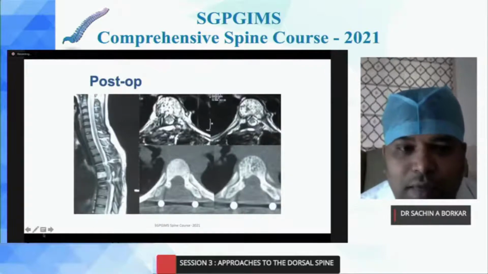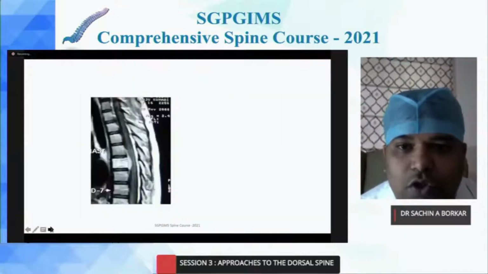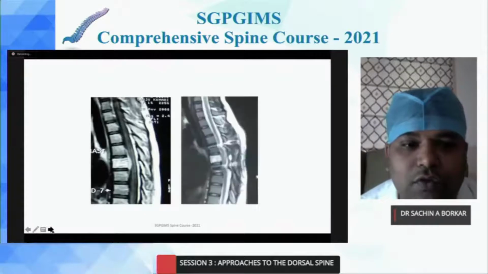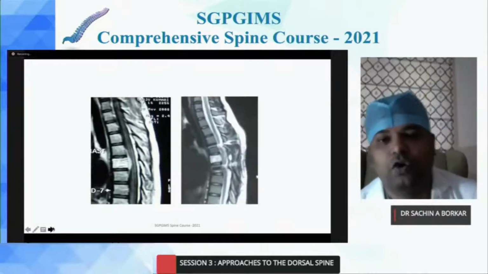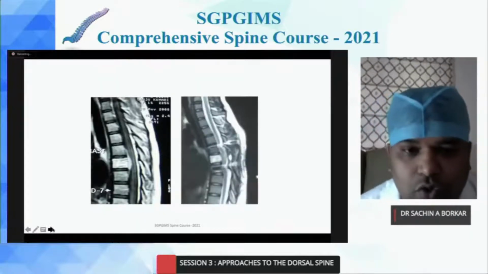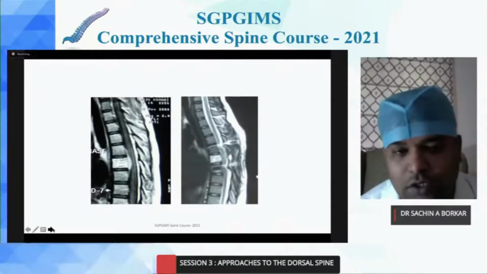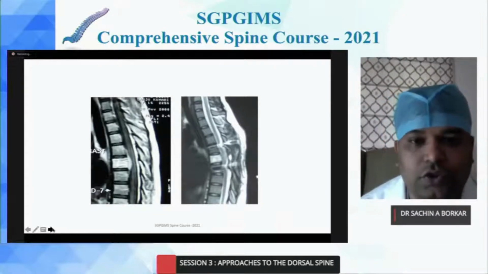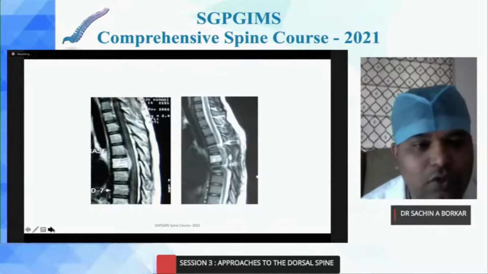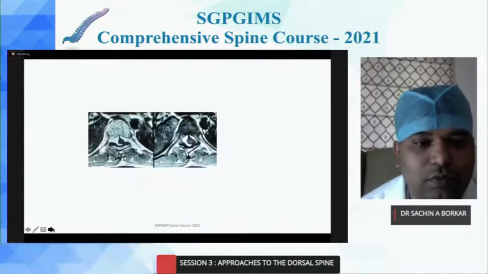We did a laminectomy to make space for the cord, and in this case, as you see in the follow-up, the compression is gone. So not every case requires a radical surgery. You have to decide depending on the characteristics of the pathology also.